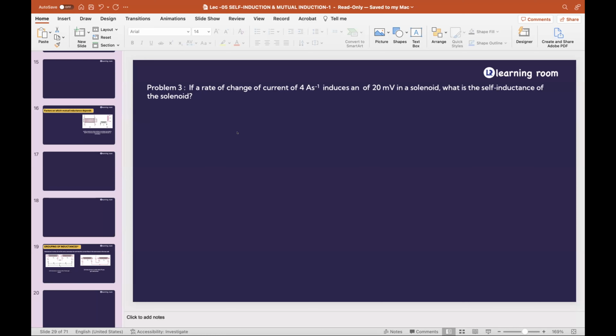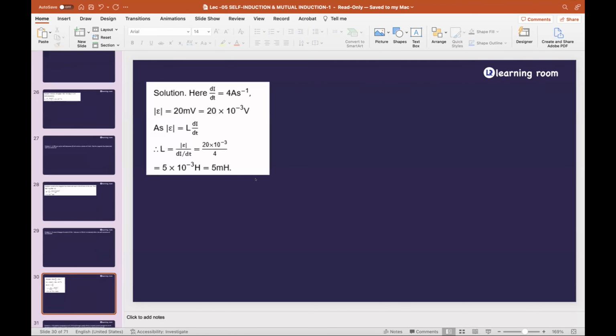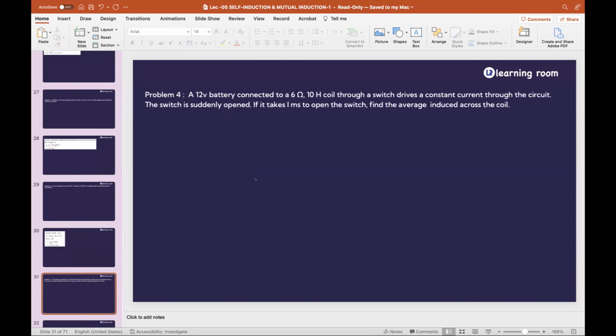So how will you convert 20 millivolt to volt? 20 into 10 power minus 3. So how much will you get? 0.02. So 0.02 divided by dI by dt, which is 4. So 0.02 divided by 4 is how much? So 0.005, or you can write it as 5 into 10 power minus 3 Henry, which will be 5 millihenry. Did you all get the answer? Got it? So 5 millihenry is the answer. Next.